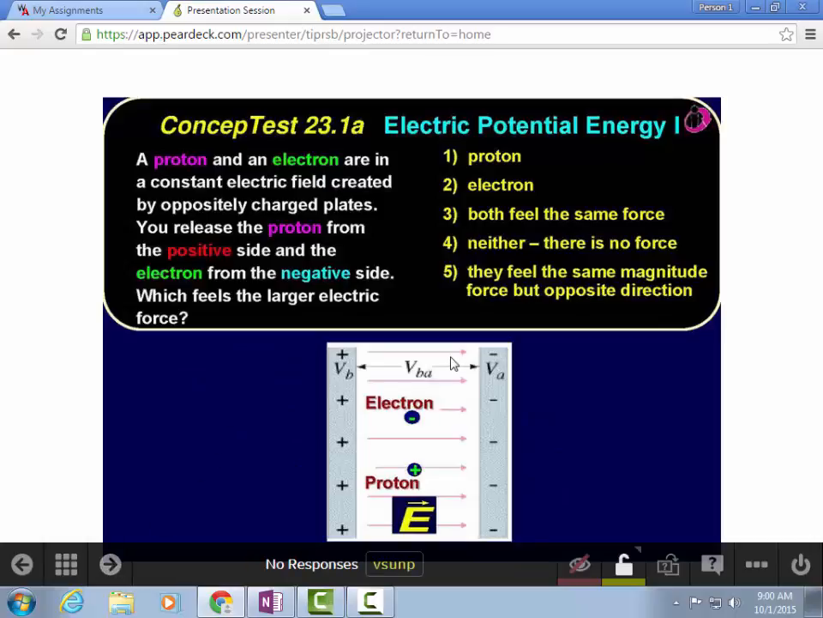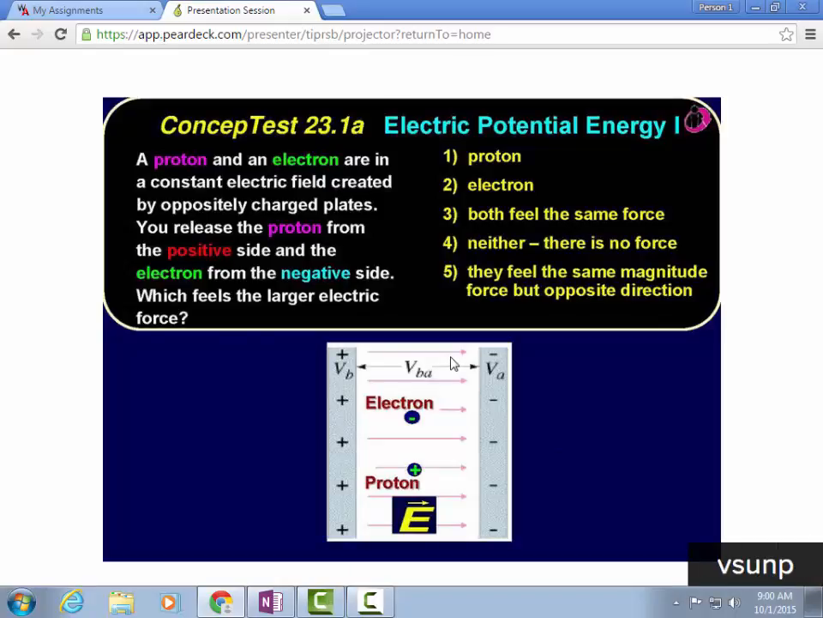All right, so electrical potential energy. A proton and electron are in a constant electric field created by oppositely charged plates. Of course, what is that called? That's a capacitor. You release a proton from the positive side and an electron from the negative side. Which feels the larger electric force?